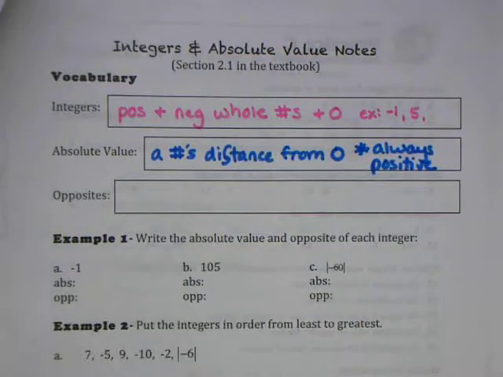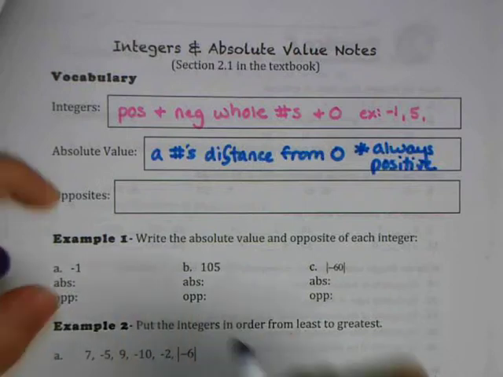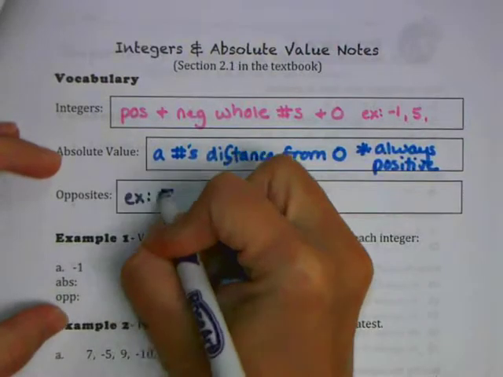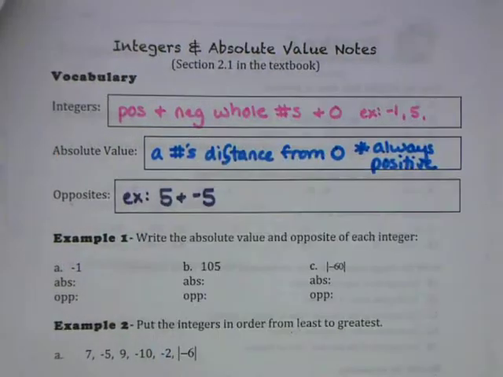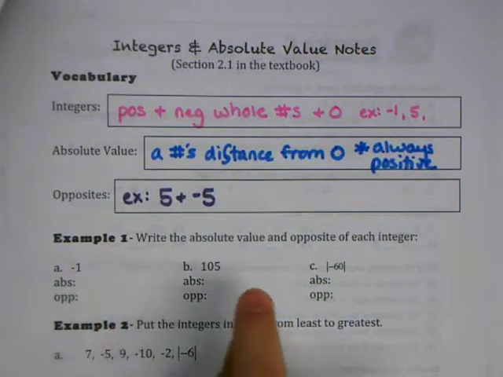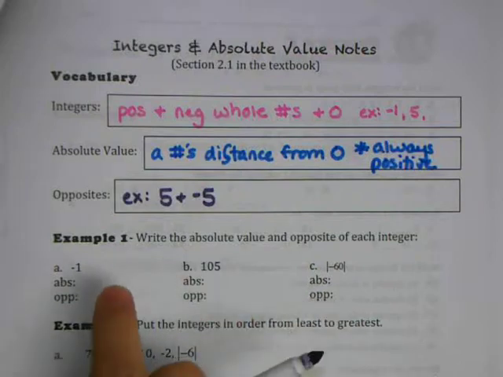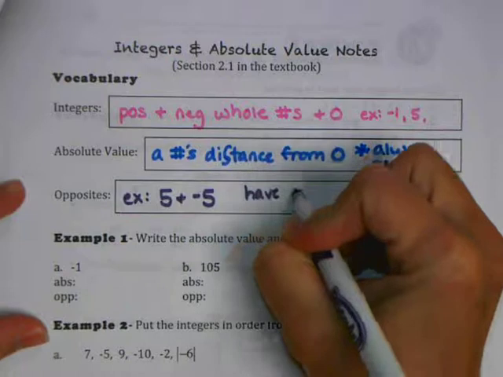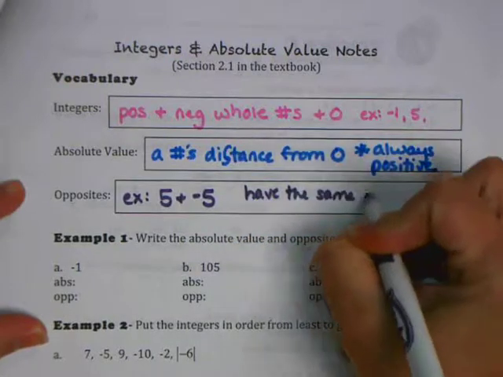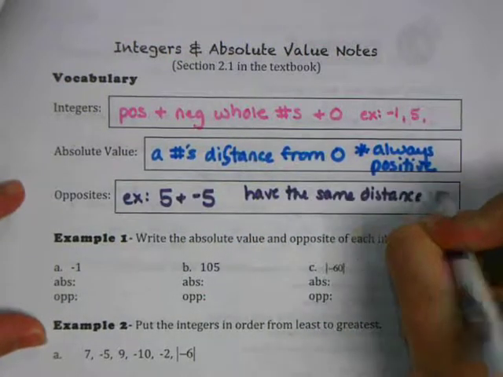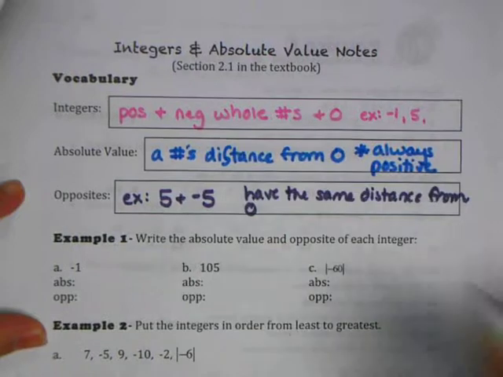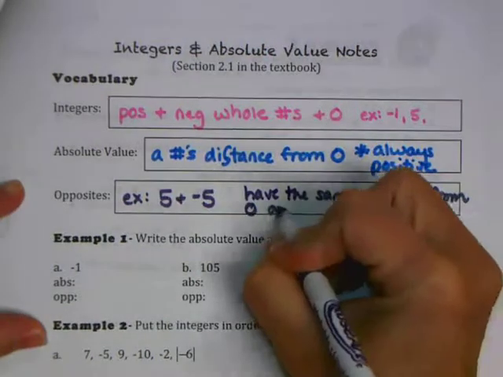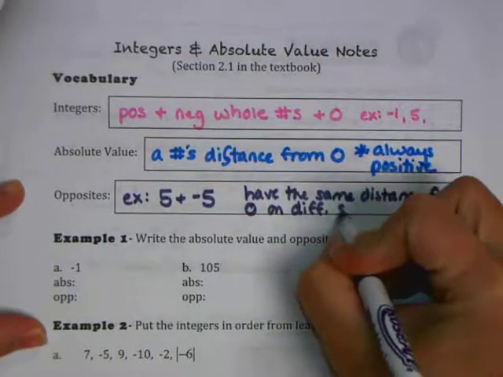All right, then let's talk about opposites. So opposites, we'll do an example first. An example of opposites would be 5 and -5. And those are considered opposites because they have the same distance from 0 on the number line. If you start at 0 and you walk to 5, you go 5 steps. You walk to -5, you go 5 steps. So they're considered opposites. We'll put they have the same distance from 0 on different sides of the number line. So on different sides.